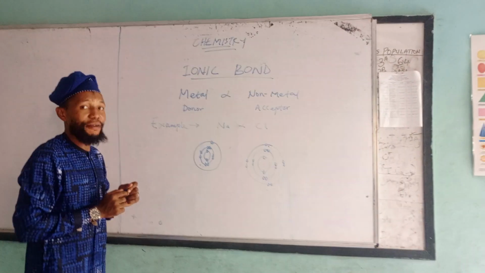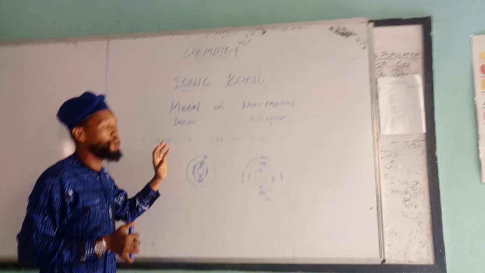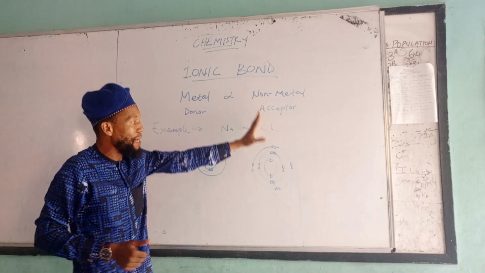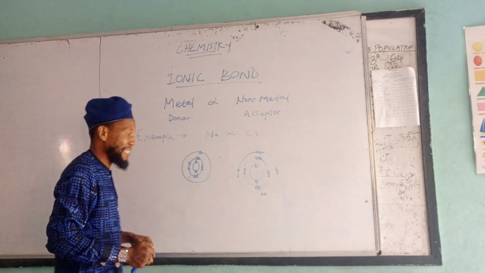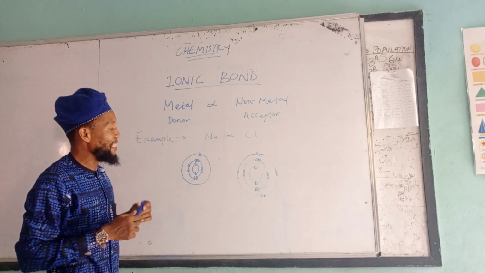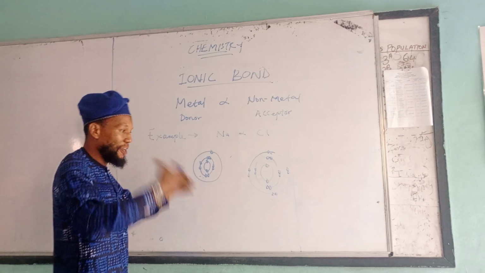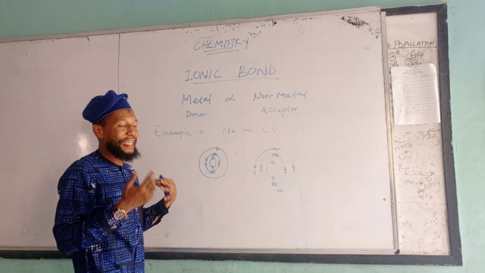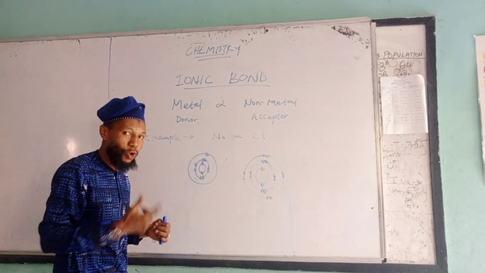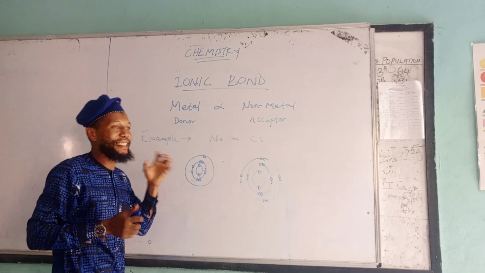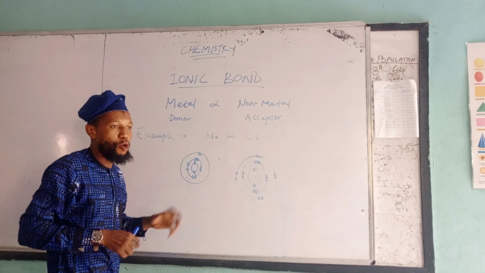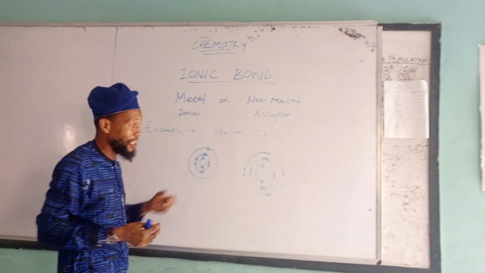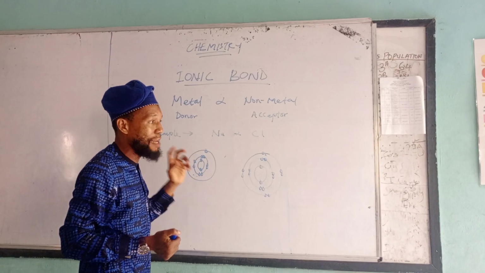Now, because we have said it is the kind of bond that occurs between a metal and a non-metal, the metal is going to be the donor, while the non-metal, chlorine, is going to be the acceptor. And as I said earlier, the giver will become the positively charged atom, while the acceptor will be the negatively charged atom. So a giving atom will lose an electron and become positively charged.